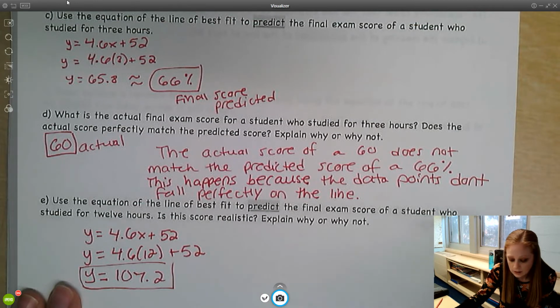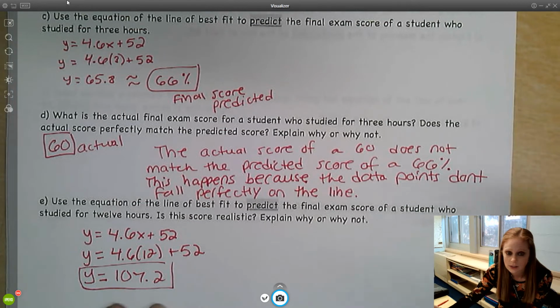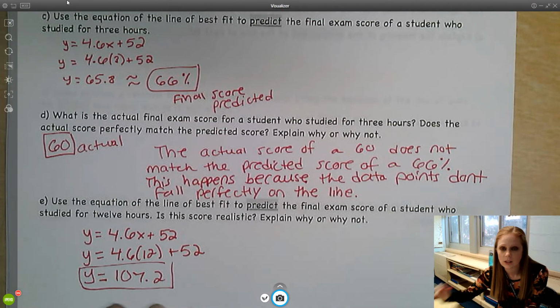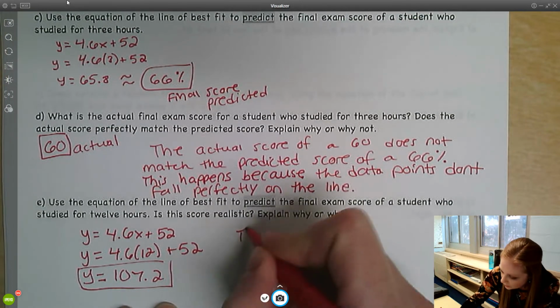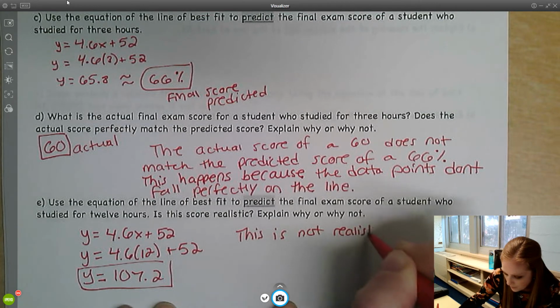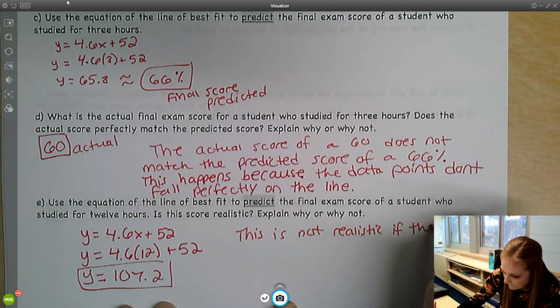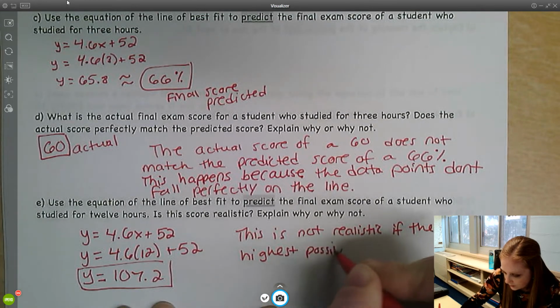Is this realistic? It's not realistic because a final exam is going to max out at 100 unless there are bonuses. You can't just keep studying, saying you study for 13 hours, 14 hours, 15 hours, and your score's just going to go up, up, up. Eventually, it's going to plateau, and no matter how much you study, whether it's 30 hours or 500 hours, you're going to just get 100. So this is not realistic if the highest possible grade is 100.